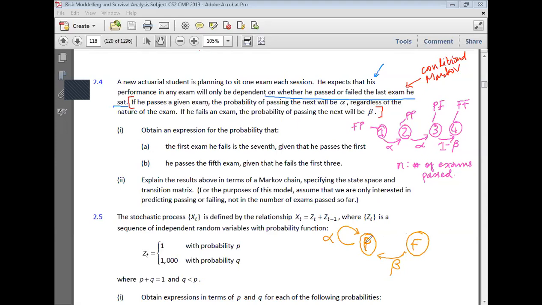But again, what is this P and F? This P represents that I have passed my previous exam, and this F represents that I have failed my previous exam. So we have made those two our states. And now I say that if I have passed my previous exam, the probability that I will pass my next exam is also alpha. So again, you should be able to denote these transition rates and these states.